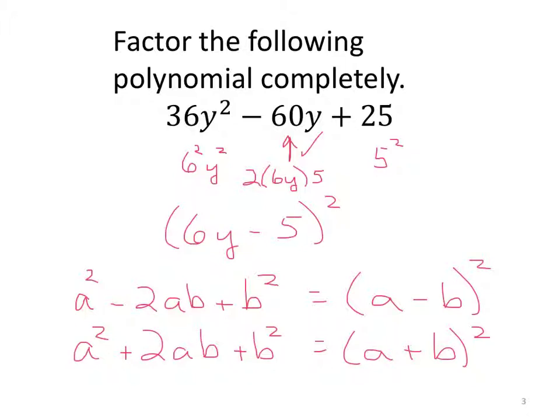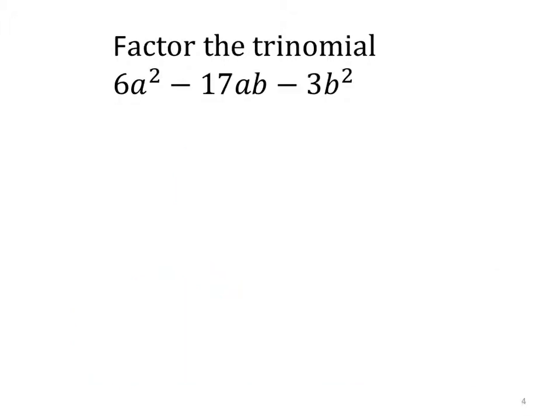So I strongly urge you to recognize those formulas, memorize them, and be able to recognize perfect squares when you see them. Okay, here we're to factor a trinomial, and we start out by saying, do we have any common factors? And the answer is no. And then, is this a perfect square trinomial? No, because 6 isn't a perfect square. So is there a coefficient in front of the a squared term? And yes, there is. There's a 6. So we're going to have to factor this using grouping.